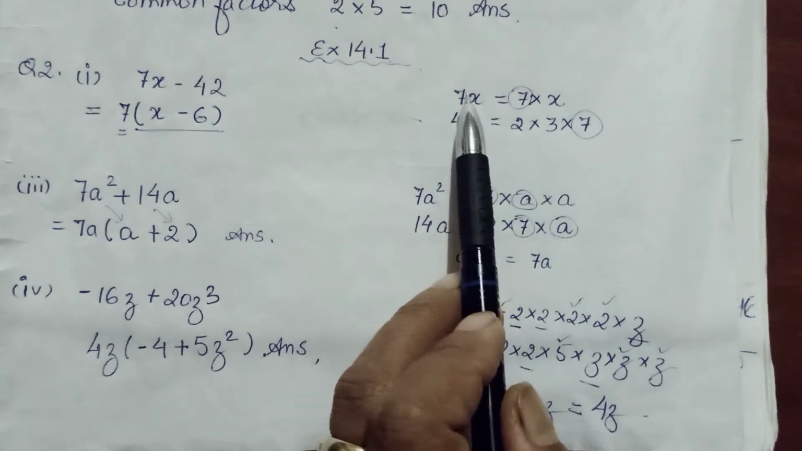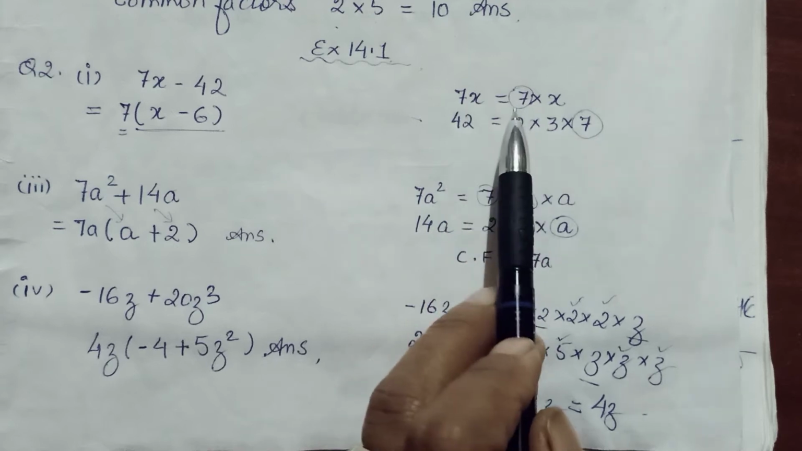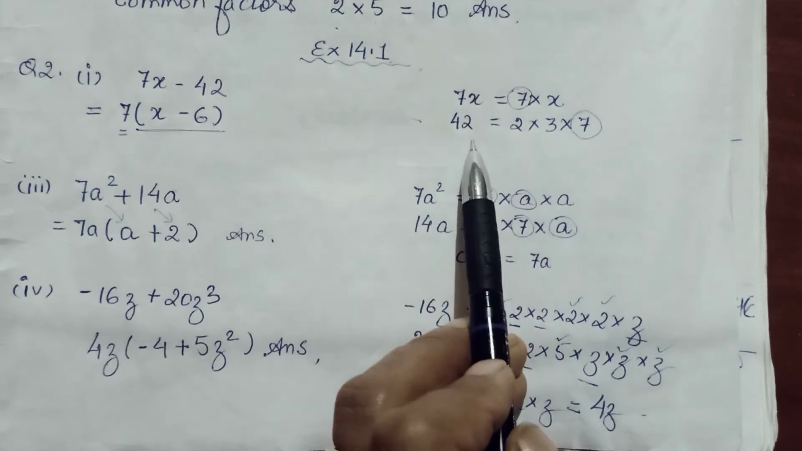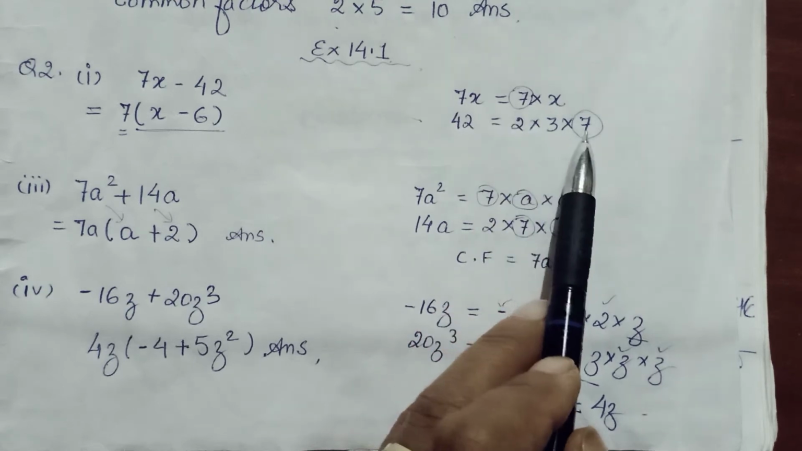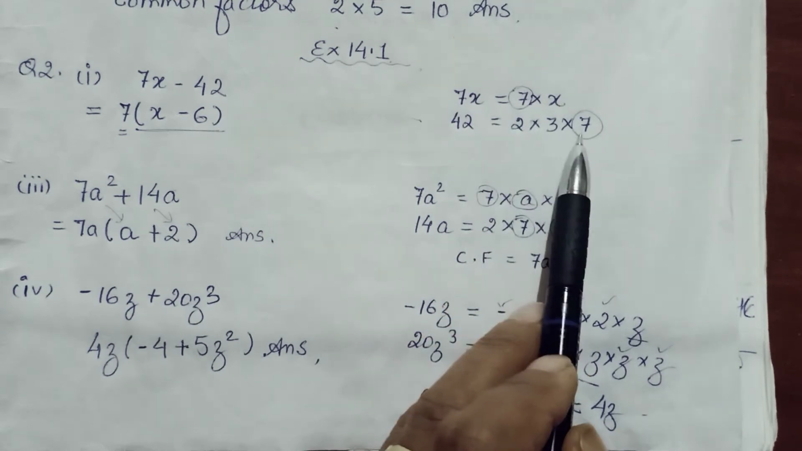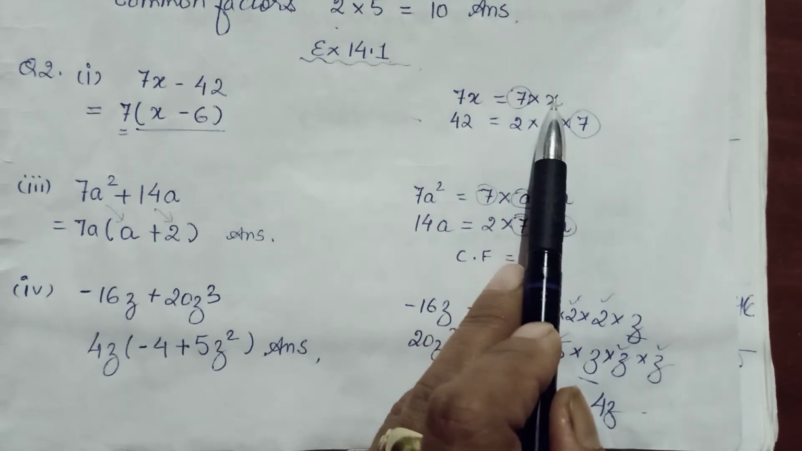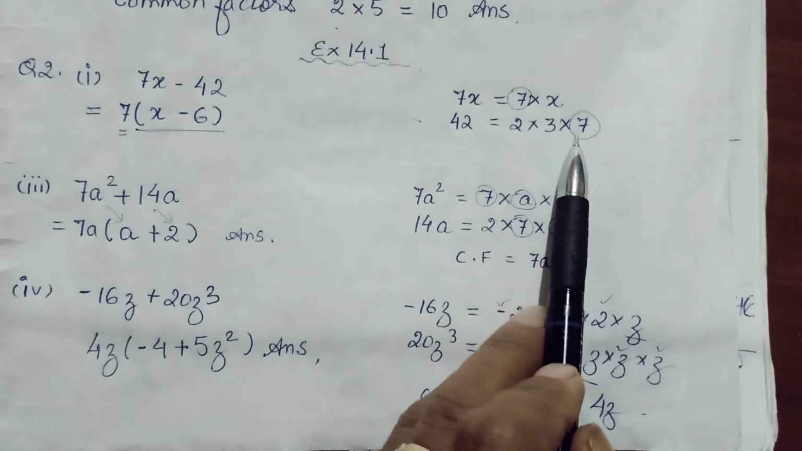Now that you know the factors of both, you have to look for the common factor present in both the terms, which in this case is only 7. You have a 7 here, a 7 here. X is here but not here. 2 and 3 are here but not here. So 7 is the only common factor.